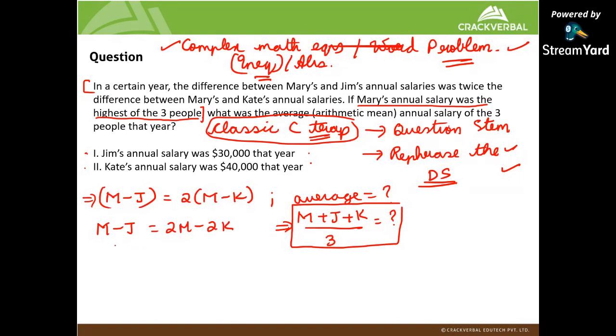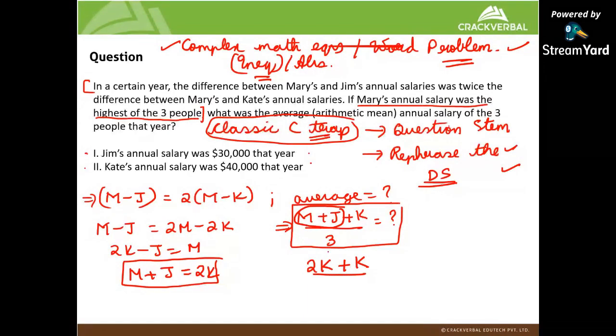I'm going to take the m to the right hand side. So 2k minus j is equal to m. So I have m plus j is equal to 2k. So what the question stem is giving me is information that m plus j is equal to 2k. And what the question is asking me to find out is what is the value of m plus j plus k. I already know m plus j is 2k. So I can rephrase the data sufficiency by saying m plus j is 2k.